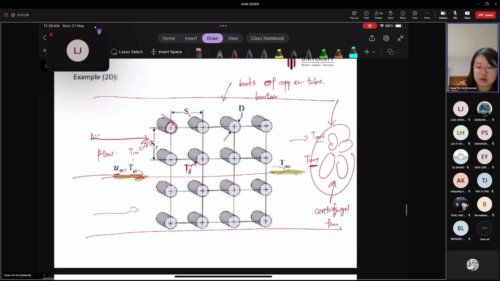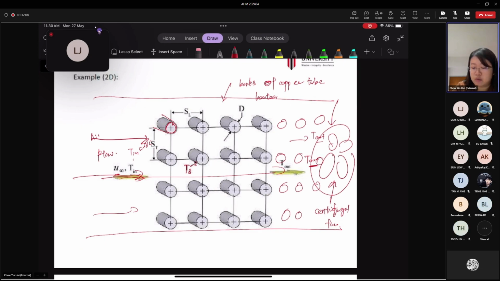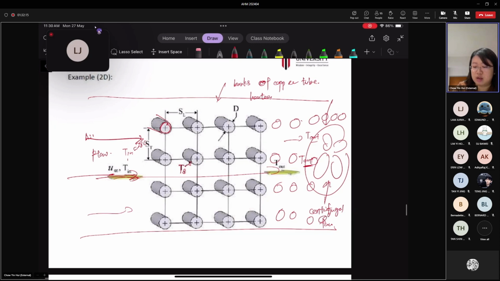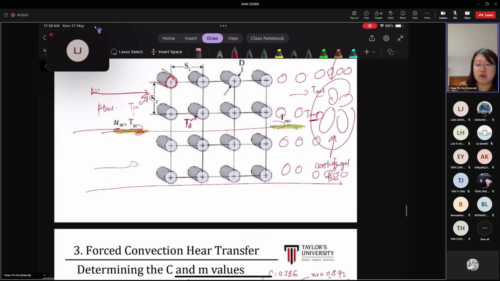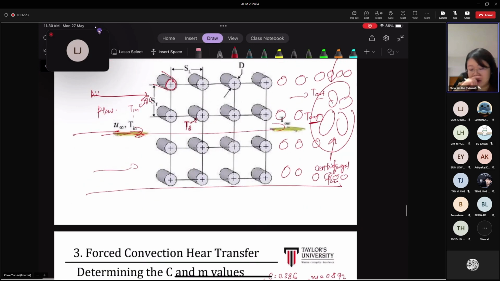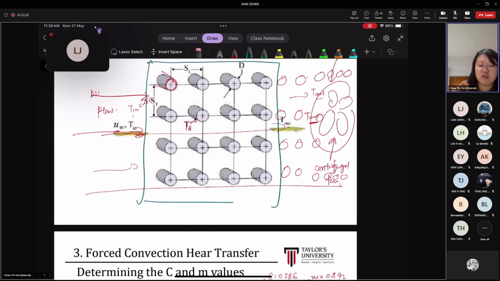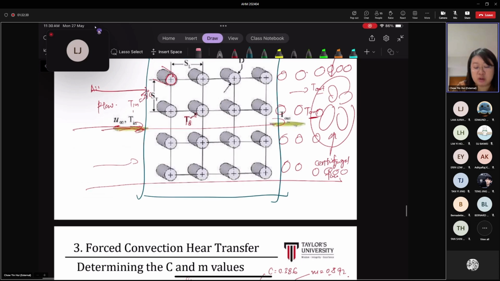The 10 transverse rows refers to how many rows there are perpendicular to the direction of flow. So 1, 2, 3, 4, 5, 6, 7, 8, 9, 10, in this manner here. There should be 10 rows. Then you can apply this C and M value directly. But for your forced convective heat exchanger experiment, if I'm not mistaken, there will be only 4 rows.